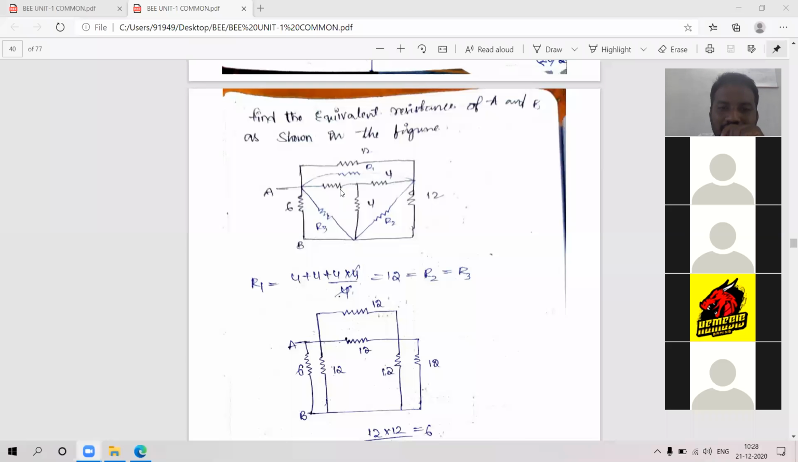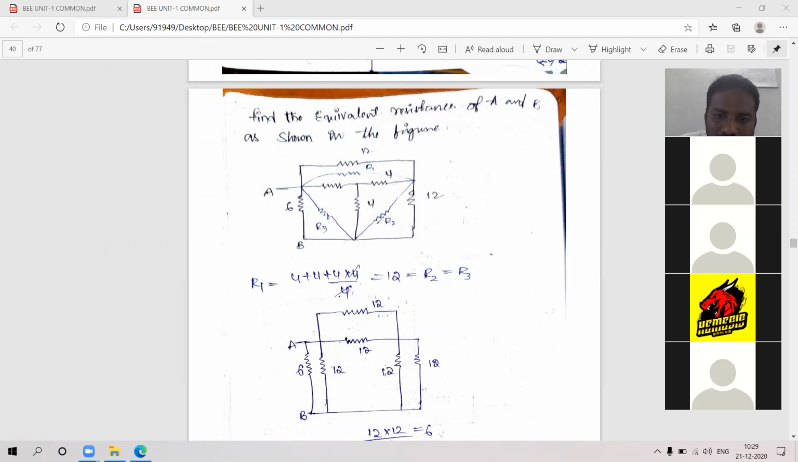All our resistors are same, so any one value is enough, because all others will be same. Because 4, 4, 4 is there: 4 plus 4 plus 4 into 4 by 4. For all others, they will get 12 only. 12, 12, 12 like this. And this is the new circuit I am getting. This is 12 ohms.